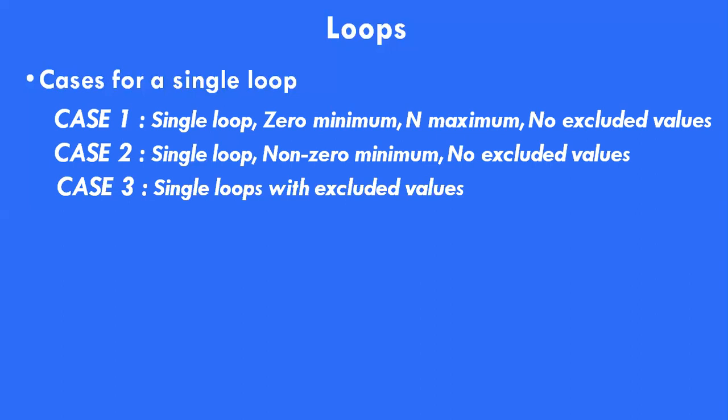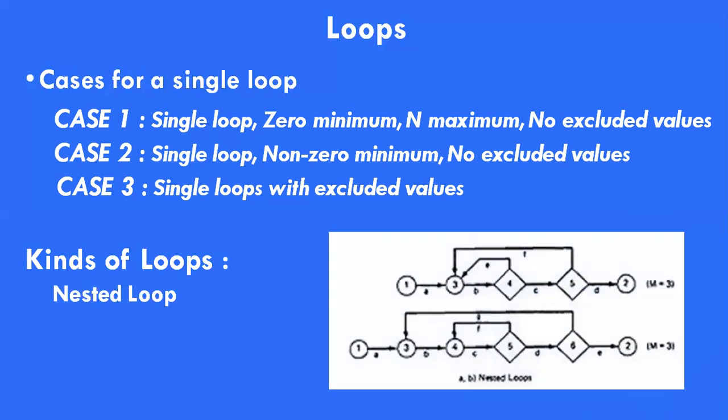Here we have to see what kinds of loops we come across. There are three different kinds of loops that we are going to consider with respect to path testing. One is nested loops. In nested loops, the number of tests to be performed grows as an exponent of the tests that are performed on single loops.